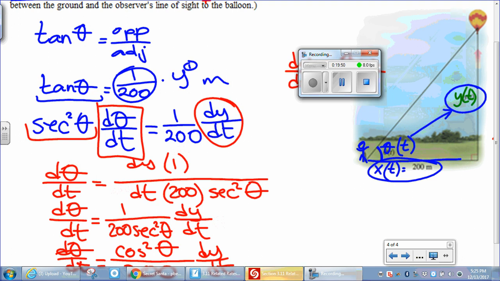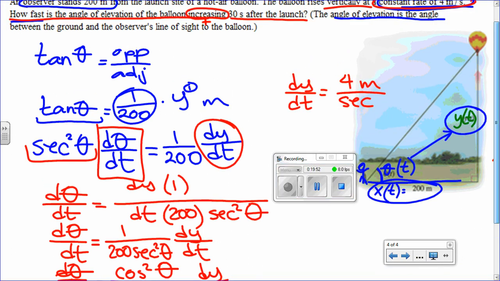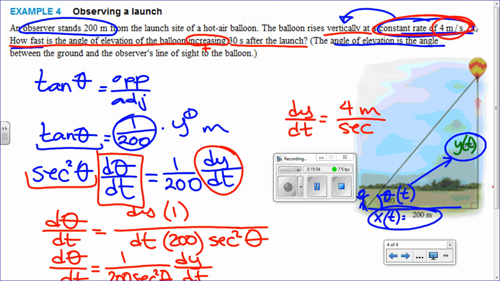Okay, so now we're going to be creative in how we use the information about how fast the balloon is going up and the 30 seconds. Because if you look at our algebra, there's nowhere to substitute t with 30 seconds. So what we're going to have to do is somehow substitute that for the dy dt. But we need to figure out something to do with the 30 seconds.